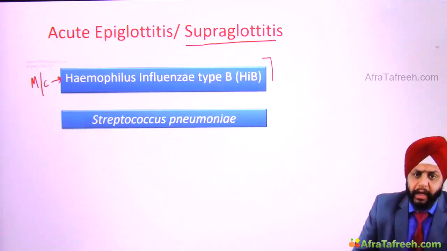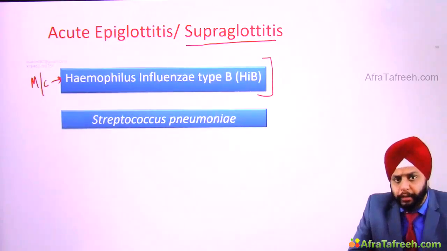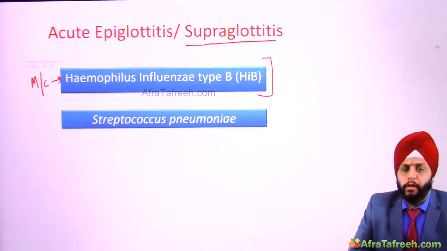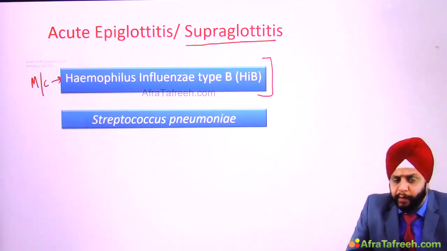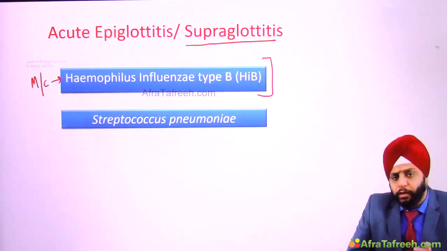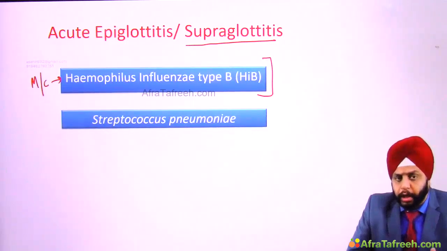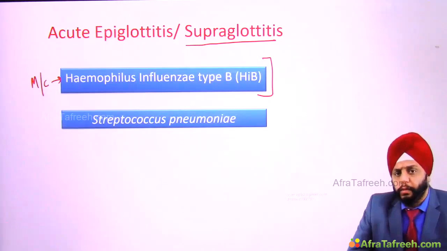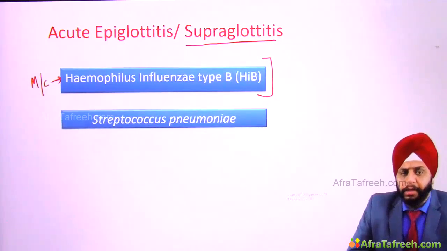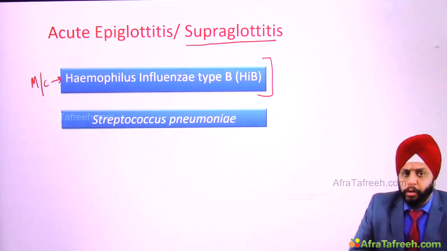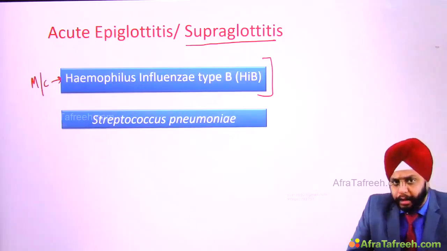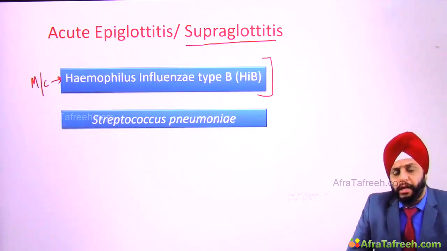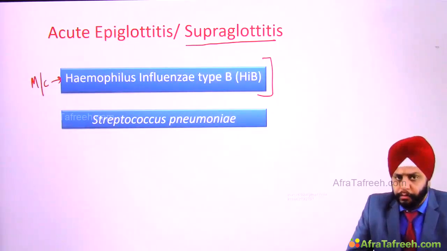Worldwide, as well as India. India is a developing country. We still have Hib as the most common causative organism. Remember, even in India, we don't have the Hib vaccine in the universal immunization program. Okay, so therefore Hib is the most common causative organism even today for acute epiglottitis worldwide as well as in India. Okay, so this is what the latest edition of Scott-Brown also says.